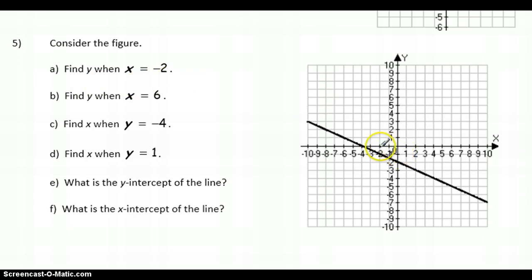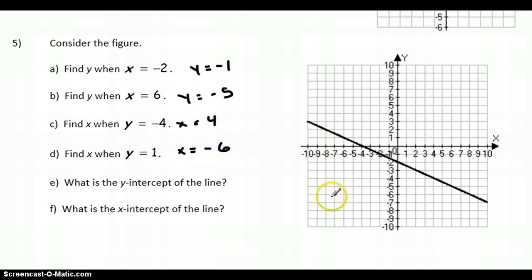I'm just going to look for the x value -2, identify the y coordinate, it's -1. So I'm going to write y equals -1 in that space. Find the y when x is 6, so I just trace down, find the y, looks like -5. Find x this time when y is -4. So y being -4 had an x value of 4. And find x when y is 1. When y is 1, x is -6.